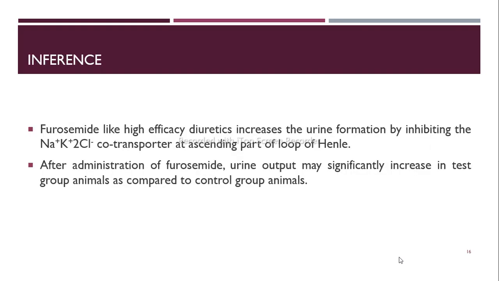The inference that we draw from this experiment is that furosemide, like other high efficacy diuretics, increases urine formation by inhibiting the sodium potassium 2 chloride co-transporter at the ascending part of the loop of Henle. After administration of furosemide, urine output may significantly increase in test group animals as compared to control group animals.